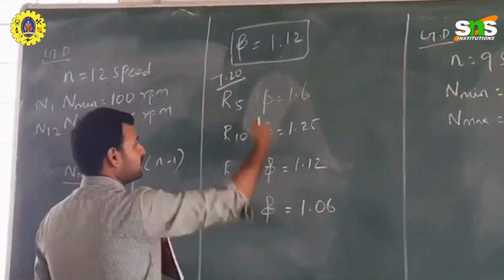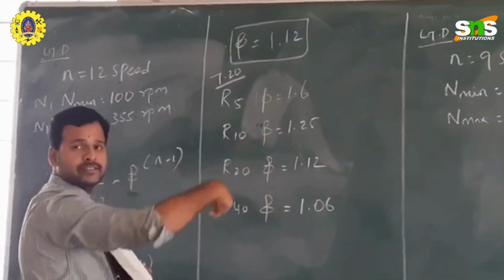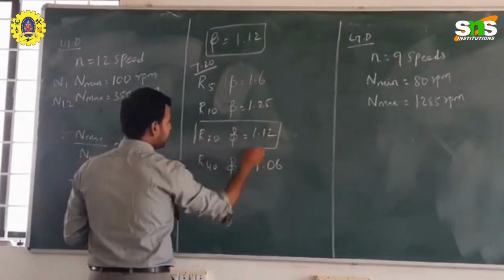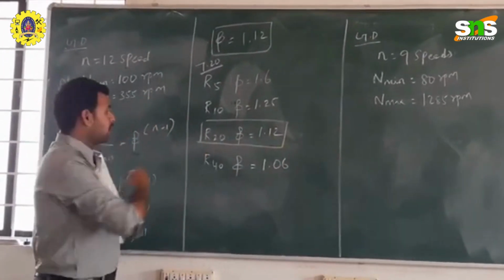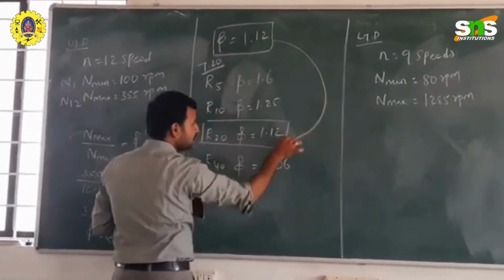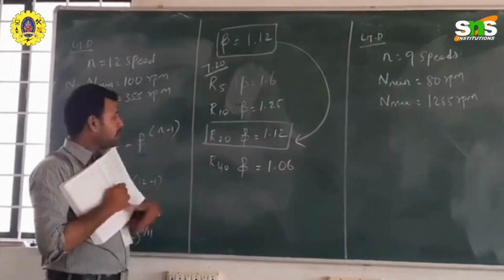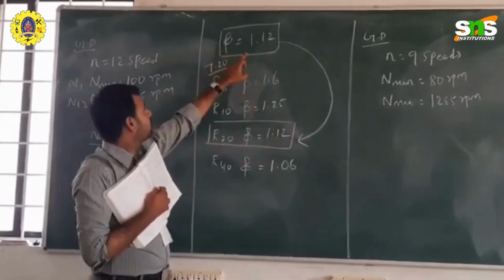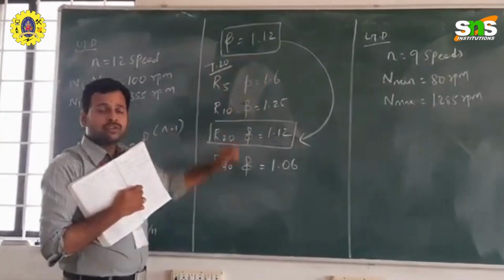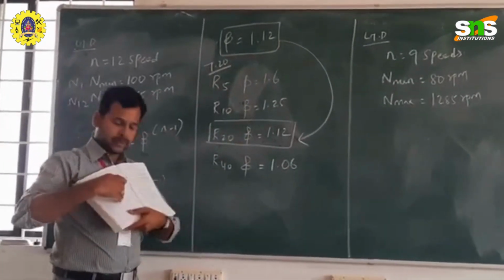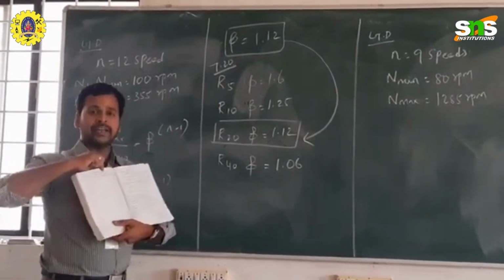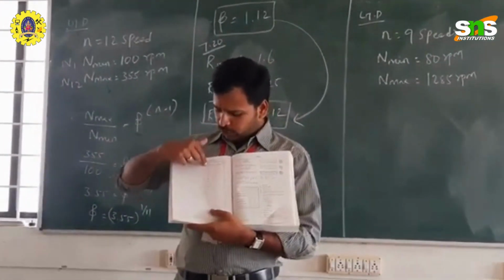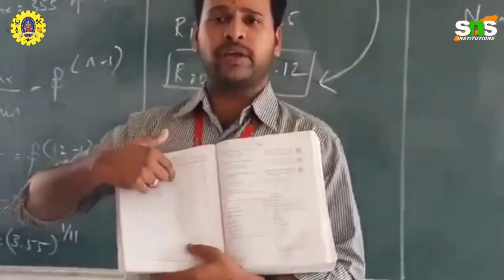First you check which series is suitable for us. So 1.12 is directly available in the R20 series. Am I right? Our psi value and the standard psi value for R20 are both 1.12. So you can directly take the values from the R20 series. Just listen, the given values run from 1.12 to 1.25.